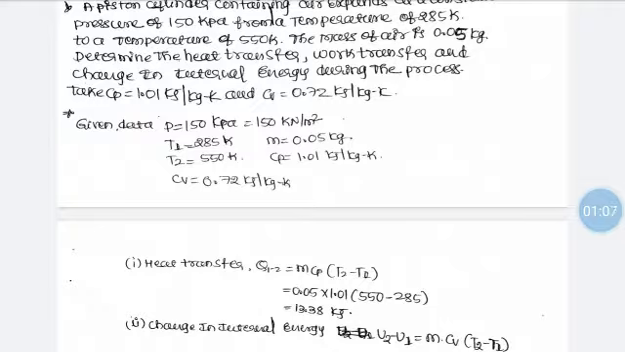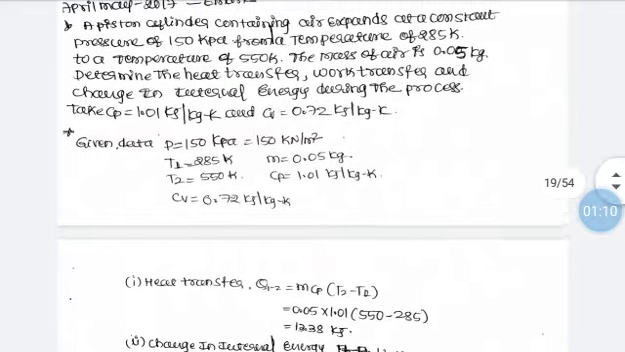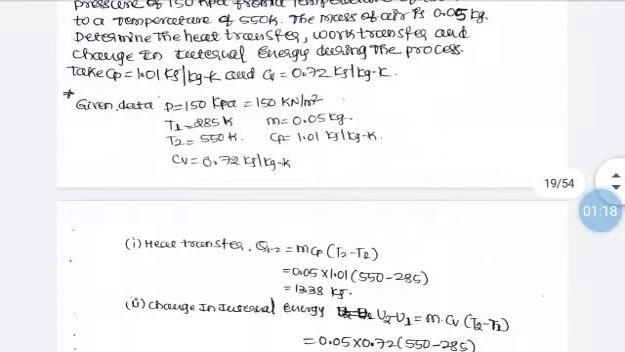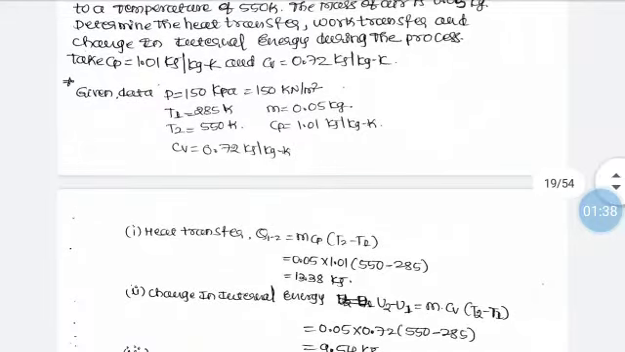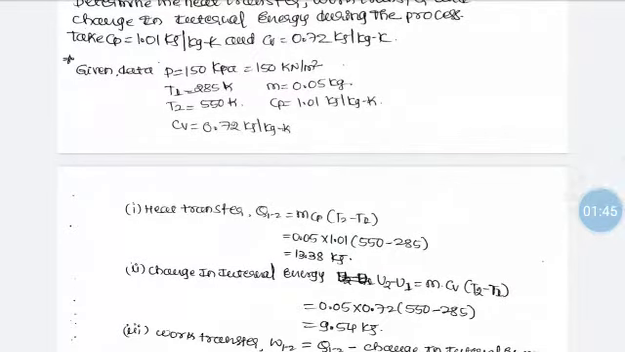kilojoule per kg Kelvin. From this problem we can collect the given data. The pressure is 150 kilopascal, which we have to convert into Newton per meter square, that is 150 kilonewton per meter square. T1 is 285 Kelvin, T2 is 550 Kelvin, mass is 0.05 kg, Cp is 1.01 kilojoule per kg Kelvin, and Cv is 0.72 kilojoule per kg Kelvin. Here 1 pascal is equal to 1 newton per meter square.